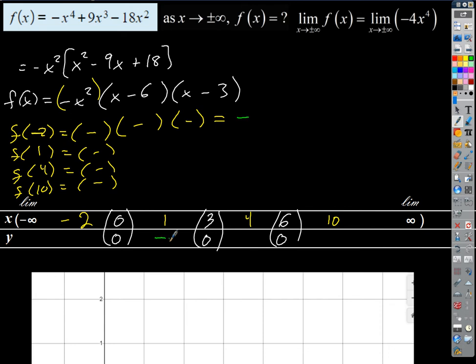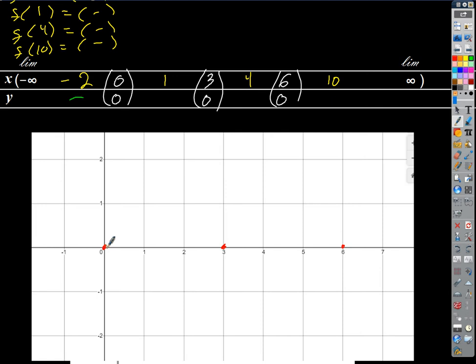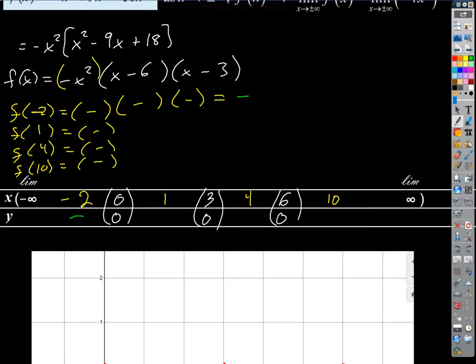Okay, so, oops, wrong place. So that goes there, right? So we know that the function is going to be below the x-axis to the left of that x-intercept, right? And we do the same thing at 1.